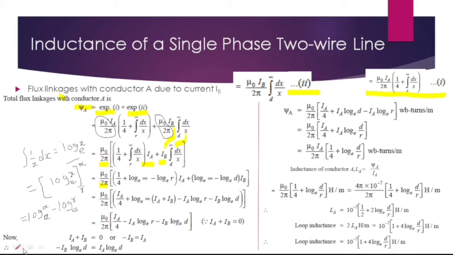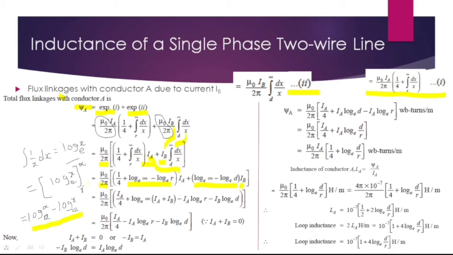Observe this expression. I am applying the integral and the limits here: log infinity base e minus log r base e. Then the remaining term is the IA value, so I am placing IA here. After the same process for the integral of d to infinity 1 by x dx, we get log infinity base e minus log d base e into the remaining term, IB.